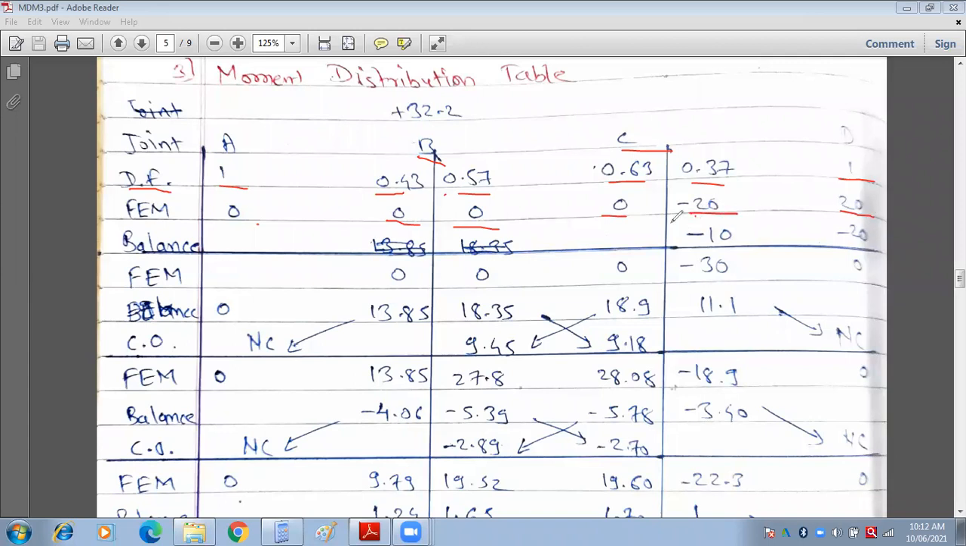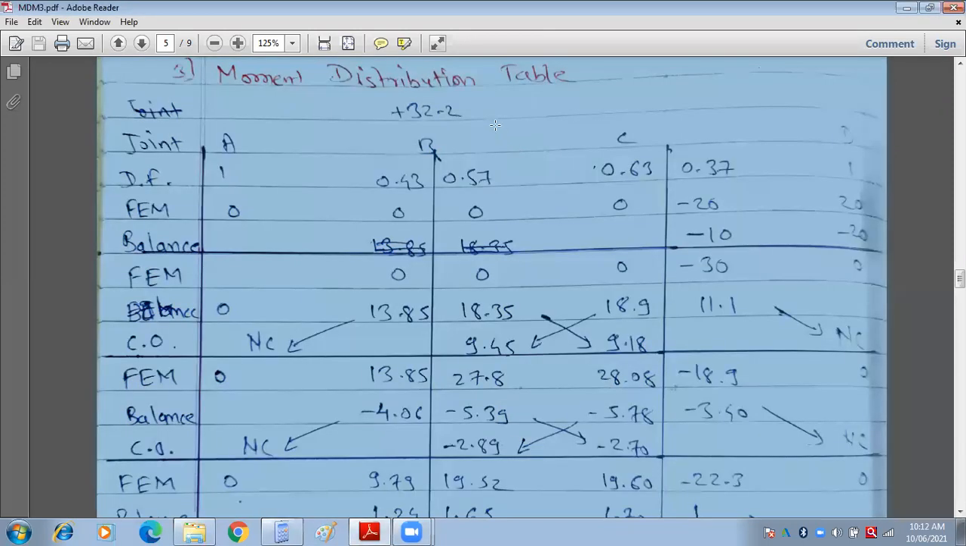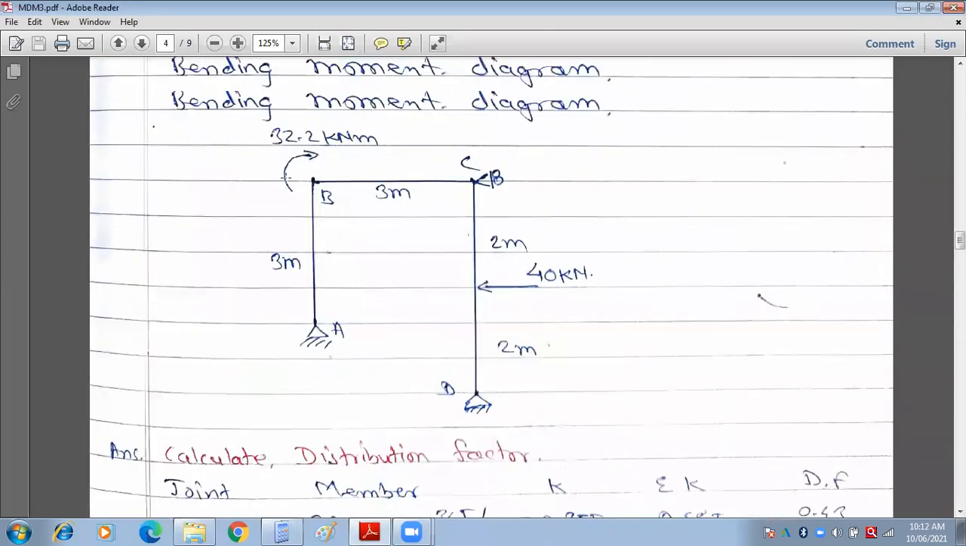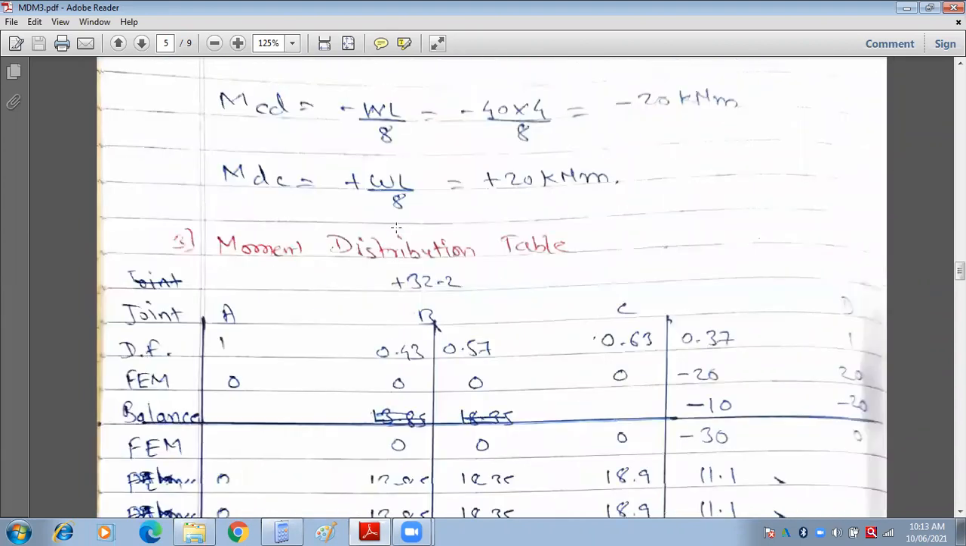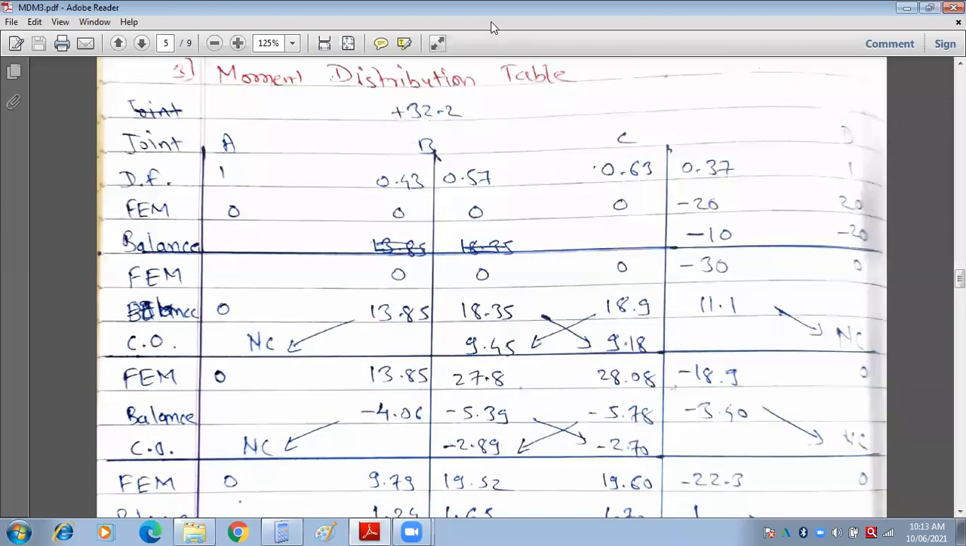Now a very important point is that if you observe the figure correctly, you will see that for joint B one clockwise moment is there, and we have to consider this clockwise moment at joint B. At joint B we have to consider this moment. That's why this moment is considered at this joint B. Now the procedure is as usual.